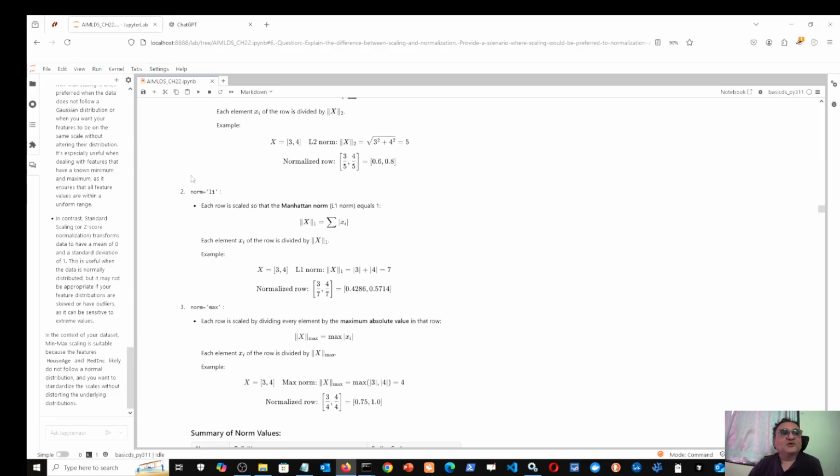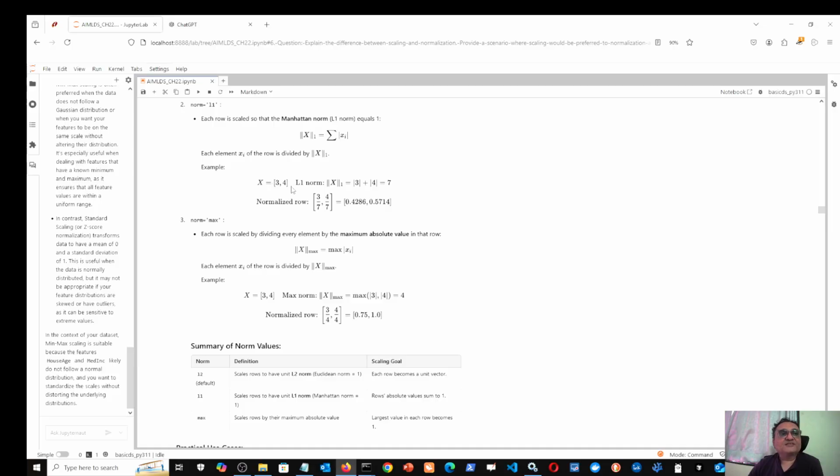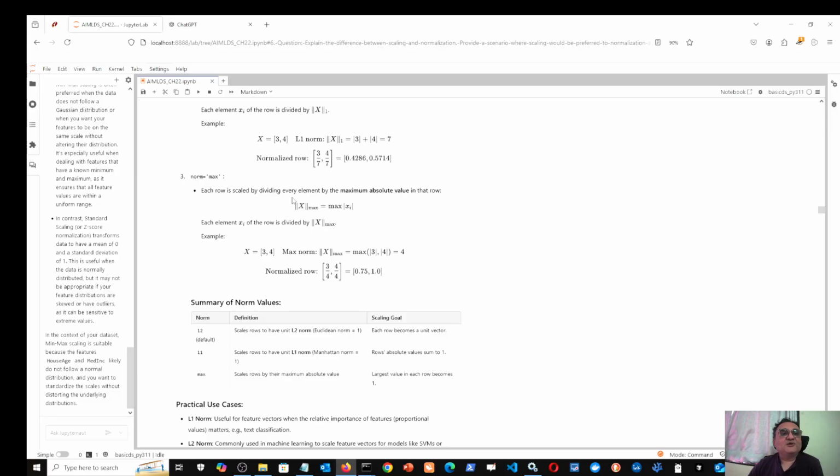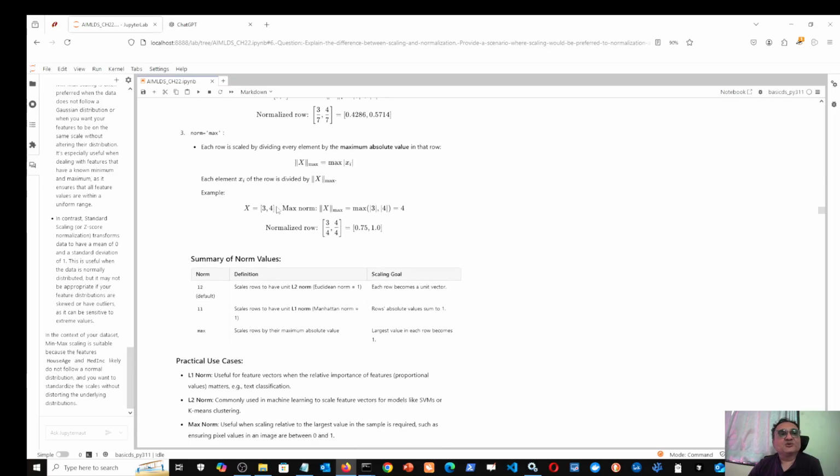Instead of norm L2, you can take norm L1, where what is norm L1? That is the sum of the magnitude of each value in the row. So if this same row, 3 is the age and 4 is the salary, the sum of their magnitude is 7, and divide by 7. So then 3 by 7, 4 by 7, this will be the L1 normalized value. And the max normalized value, at that time you will divide by the maximum value in the row. So 3 and 4 are the values in the row, then 4 is the maximum value. So you will divide each observation by 4. So 3 by 4 and 4 by 4, that is 1.